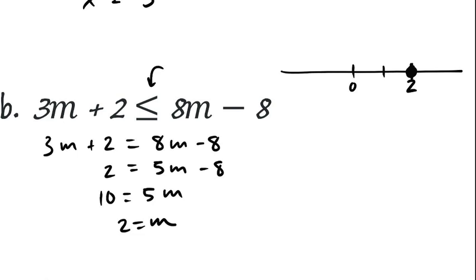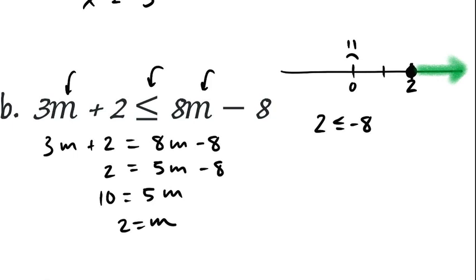So again, I'm going to plug 0 in. It's my favorite test point if it's available. And when I put 0 in for both the 3 times m and the 8 times m, this becomes 2 is less than or equal to negative 8. Well, 2 is not less than or equal to negative 8. So this side, the side with 0, does not contain solutions. The side that contains solutions is everything to the right of 2. So this is the direction that we go.